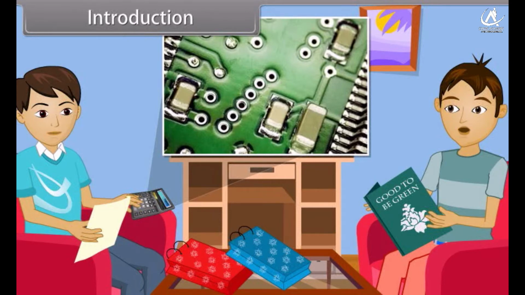"Okay, Amar, now I understand the basic concept of a calculator. It's quite interesting and I want to know something more about it." Students, today we will study semiconductor electronics.